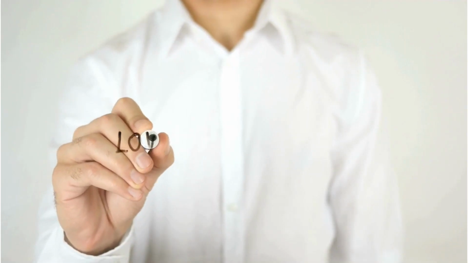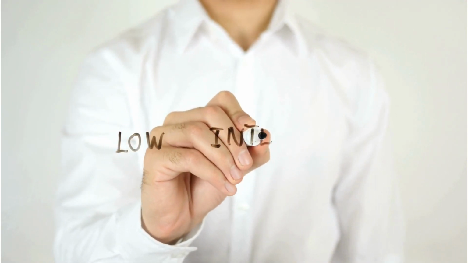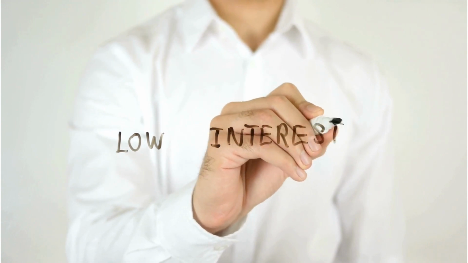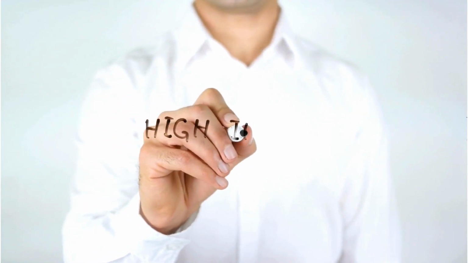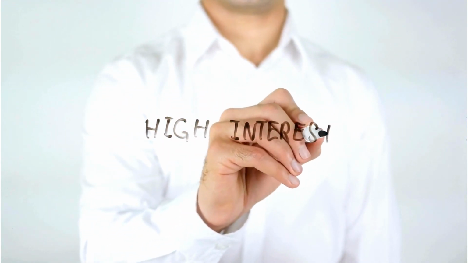So the overall health of the economy and inflation play a significant role in determining mortgage interest rates. A strong economy and low inflation generally lead to lower interest rates, while a struggling economy and high inflation can lead to higher interest rates. Okay, now that we understand some of the market factors, let's move on to personal factors.